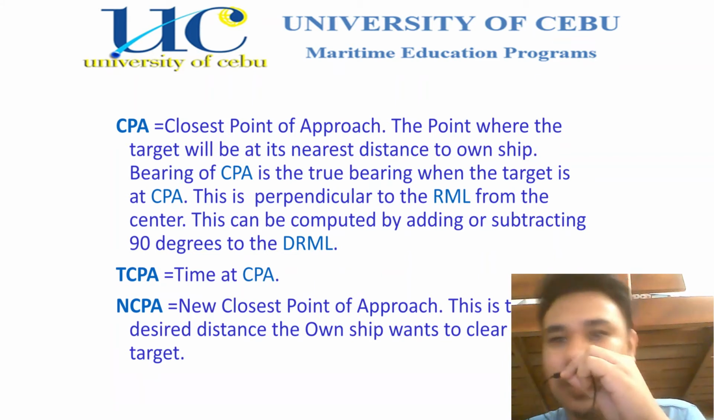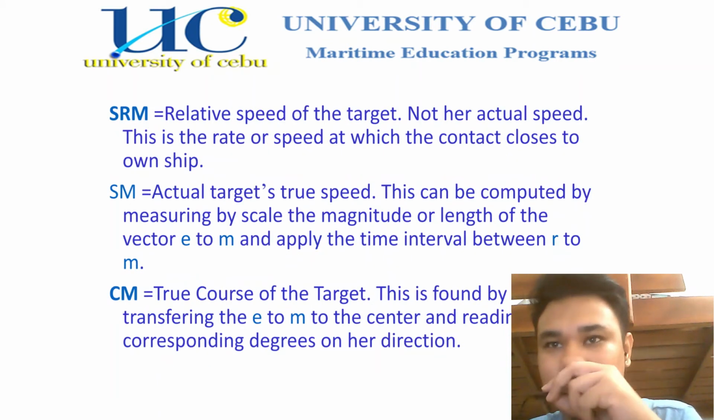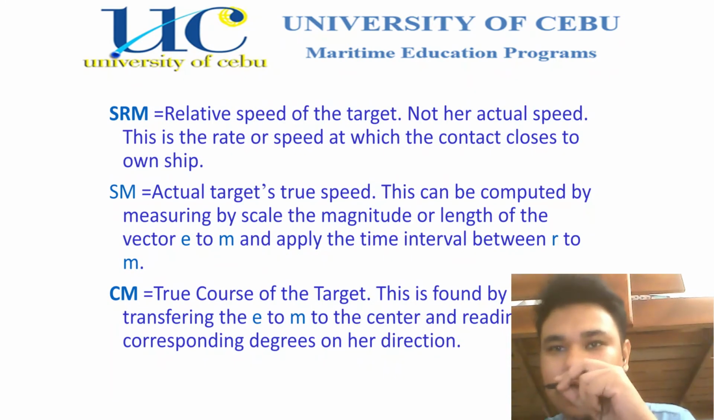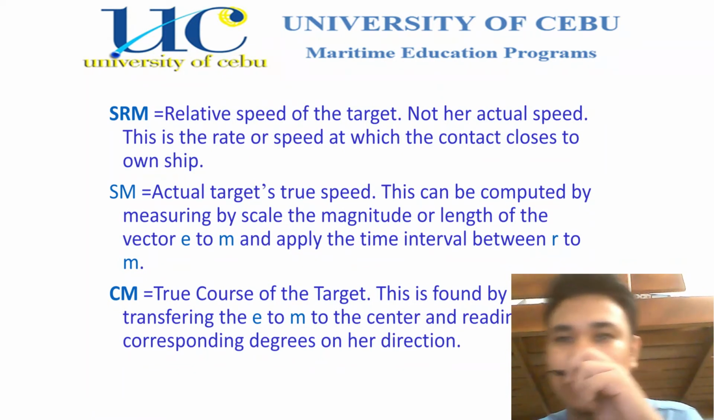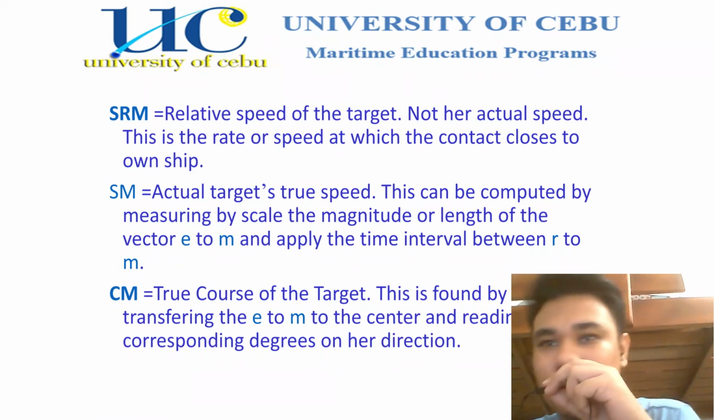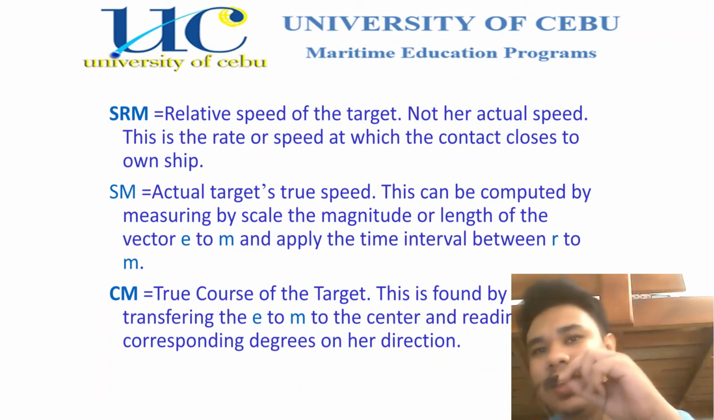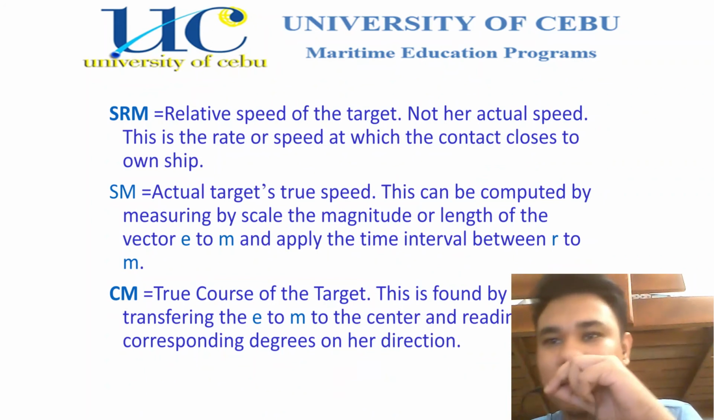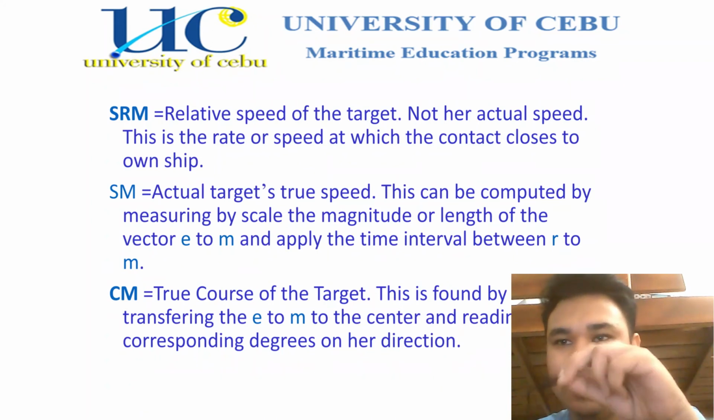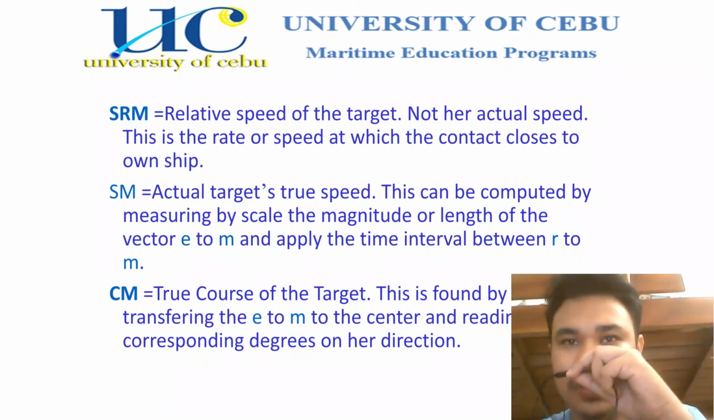This is the desired distance own ship wants to clear the target. The SRM is the relative motion speed of the target, not her actual speed. This is the rate of speed at which the contact closes to own ship. SM is the actual target true speed. This can be computed by measuring the magnitude length of the vector E to M by scale, applied to the time interval between R and M. The CM, the true course of the target, is found by transferring the E to M to the center and reading the corresponding degrees of her direction.